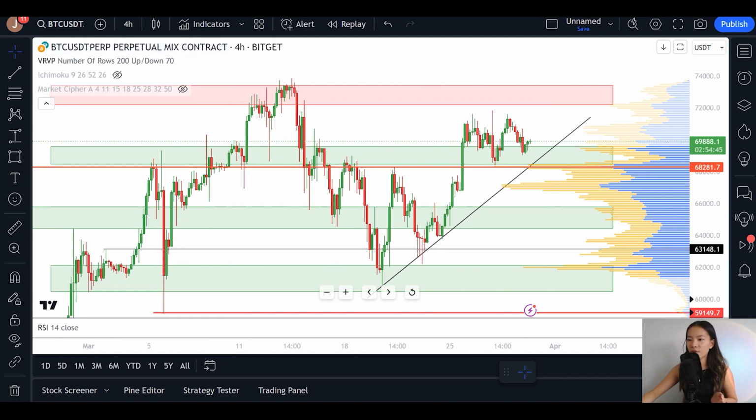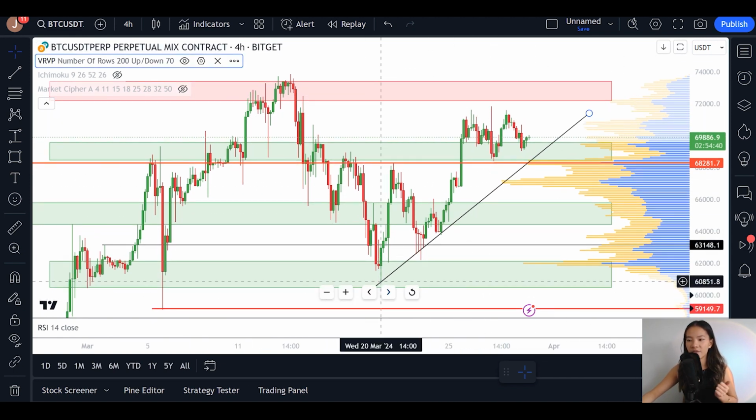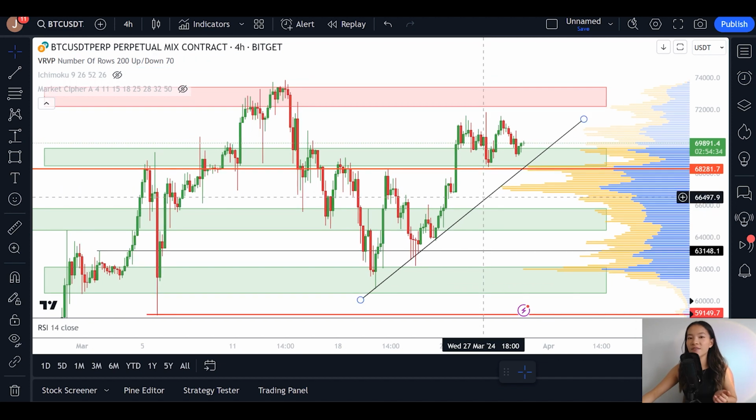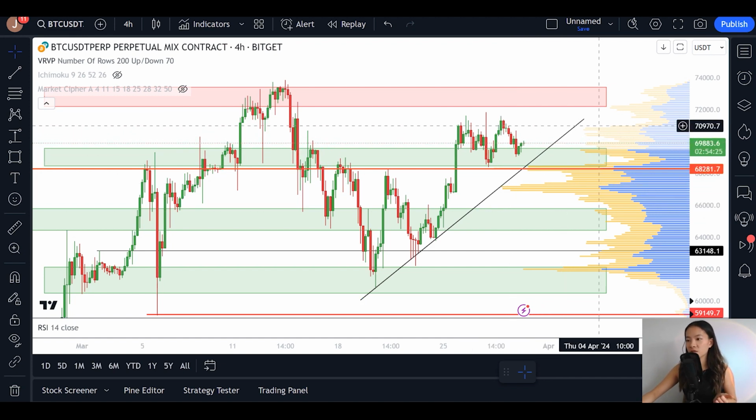So structurally, we're in a major uptrend still. That same uptrend that we had from the very bottom of the correction at $60,000 is still holding, and it's got 3 points of validation as well. So it is a very strong uptrend. And despite the lack of volume over the last couple of days and the lack of interest over the weekend, the price hasn't dropped below that. Okay, so that is a really good sign.